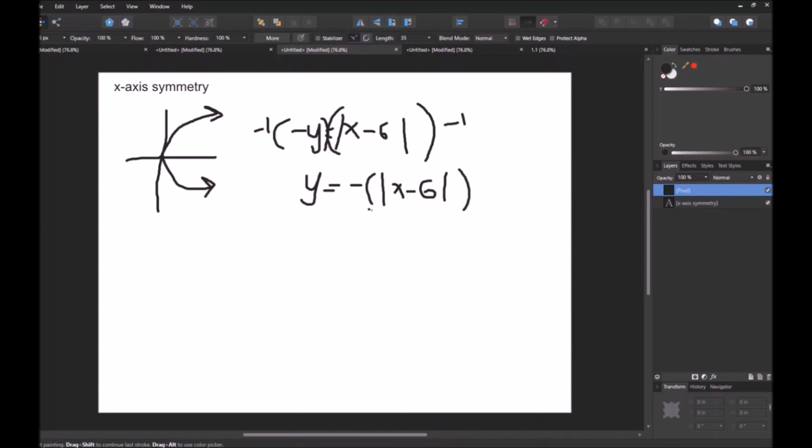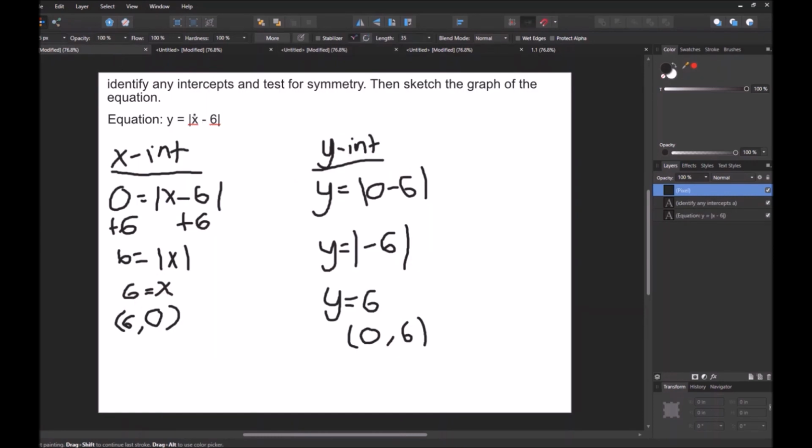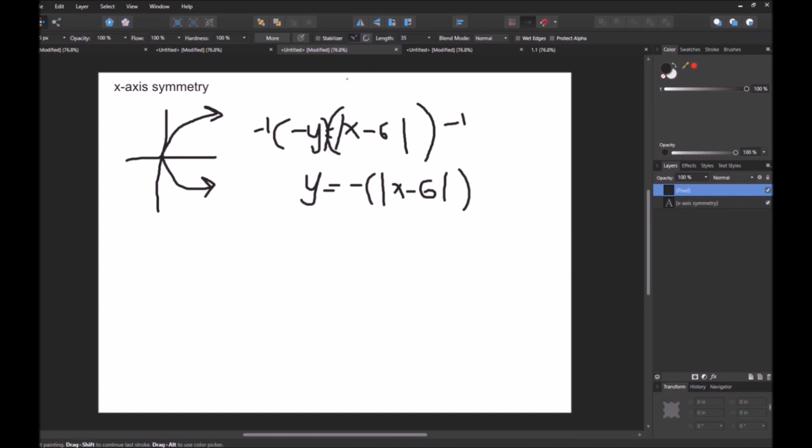So this might look a little bit confusing, and you might be tempted to try to distribute the negative to the things inside the absolute value, but I would refrain from doing that, and I would just leave it like this. And then you see that it's not the same as the original equation, it's different. So we can say that this is not symmetric with the x-axis.